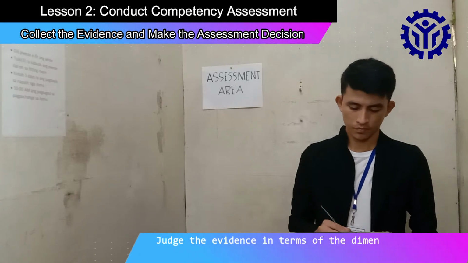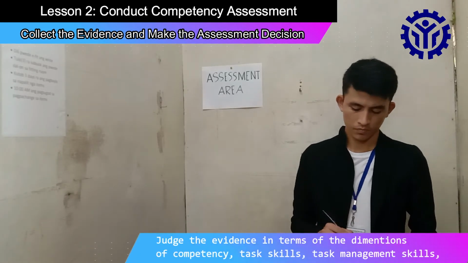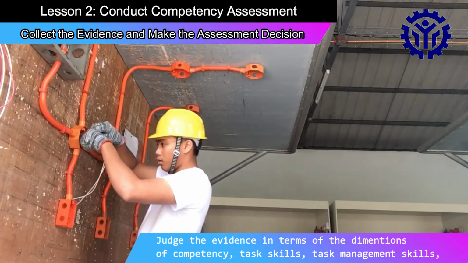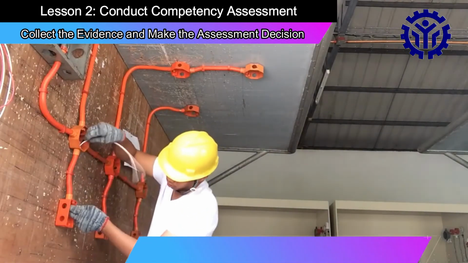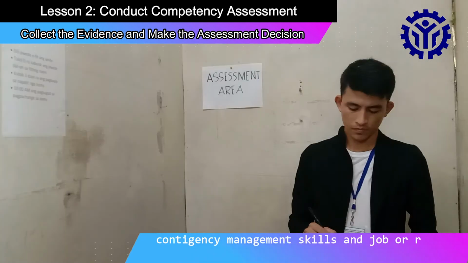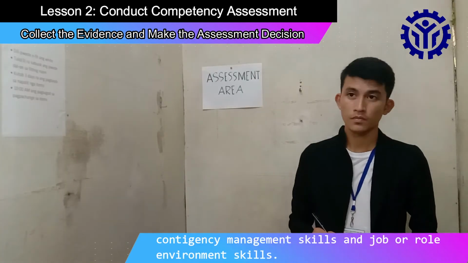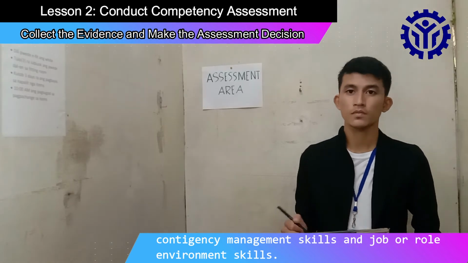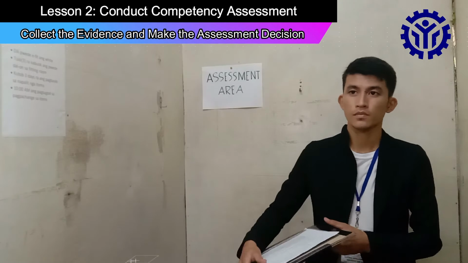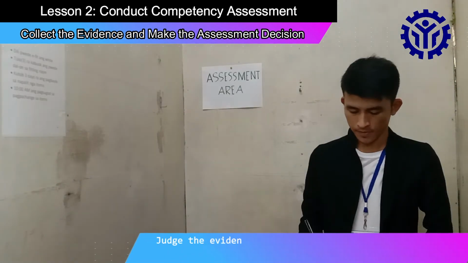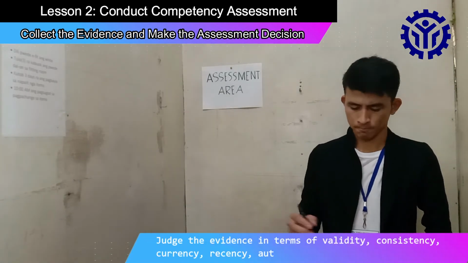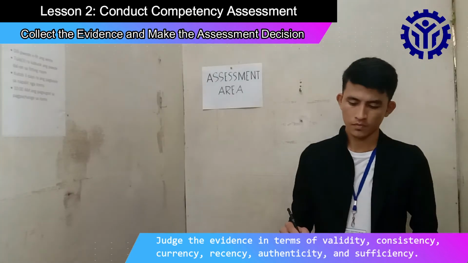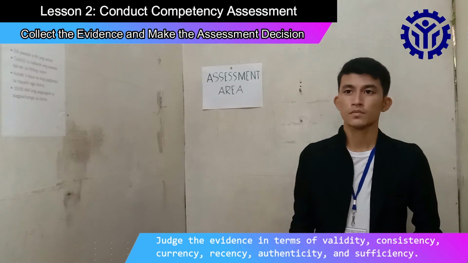Judge the evidence in terms of the dimensions of competency: task skills, task management skills, contingency management skills, and job or role environment skills. Judge the evidence in terms of validity, consistency, currency, recency, authenticity, and sufficiency.